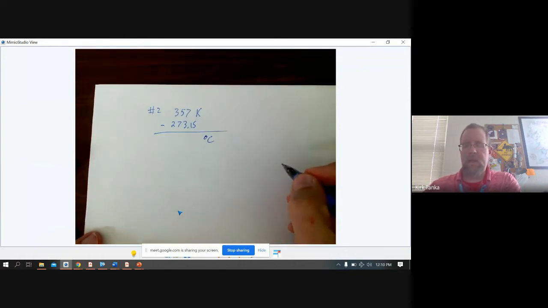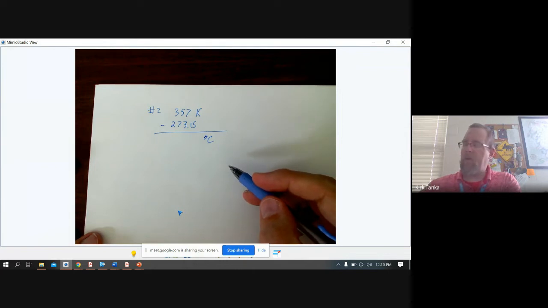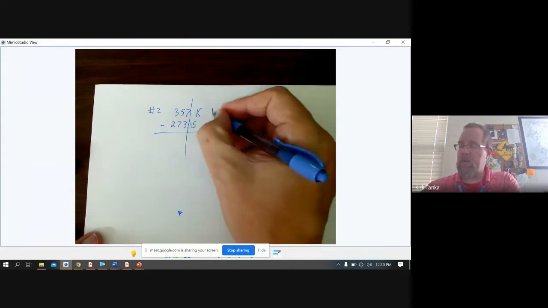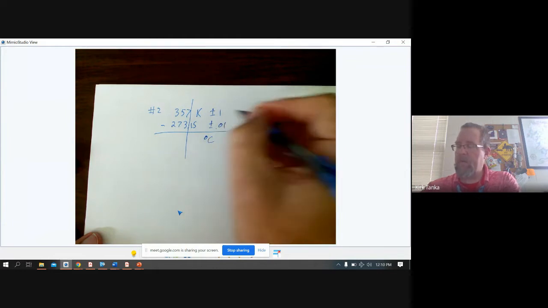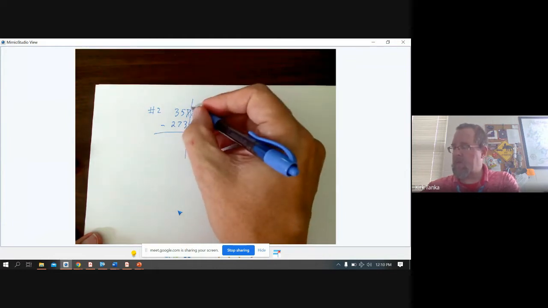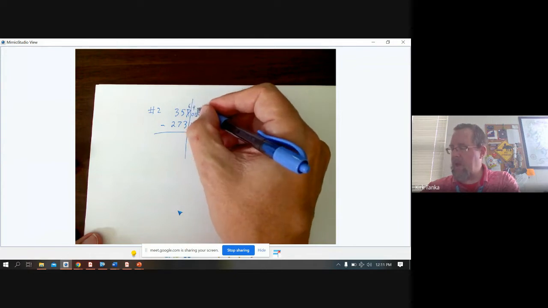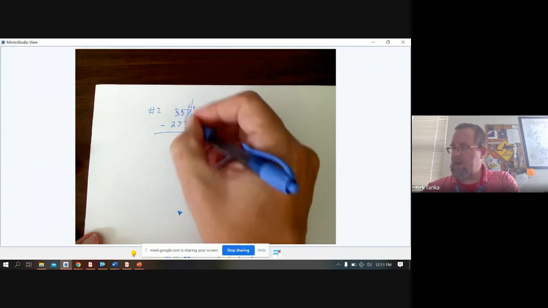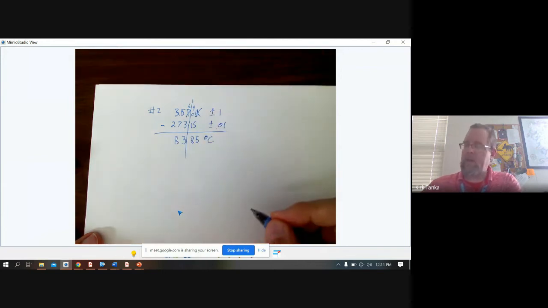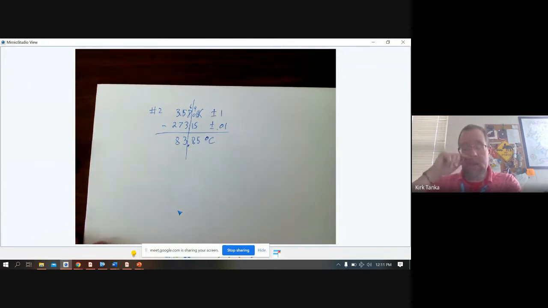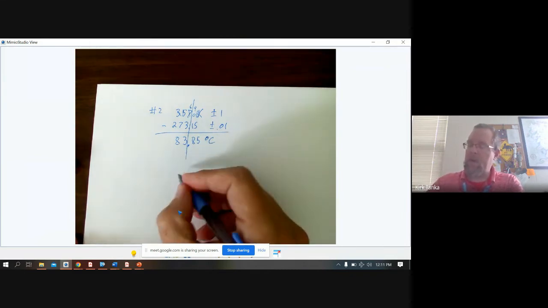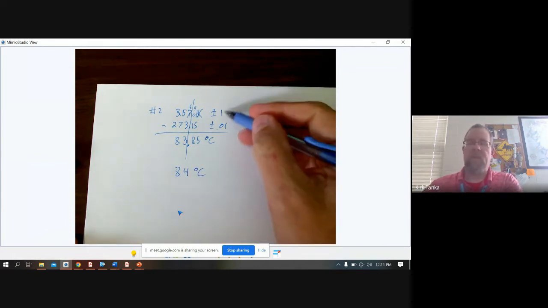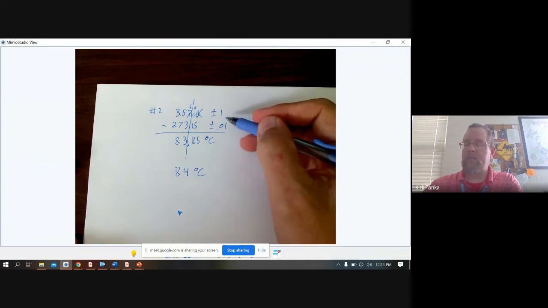Now, when you do this, write it out, because this is where you find out where you're going to draw your rounding line. This is plus or minus 1. This is plus or minus 0.01. So we would take this, and that would be a 6, and that's a 9, and that's going to be 5, that's going to be 8, that's going to be 3, and that's going to be 8. So we get 83.85. Now we have to draw our rounding line, which means it's really going to be 84 degrees Celsius. You have to make sure that you follow your rules of rounding when you're adding and subtracting.